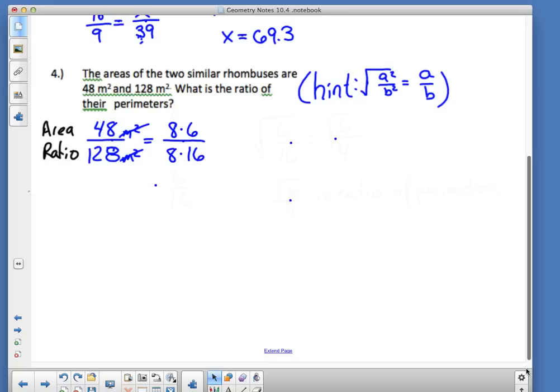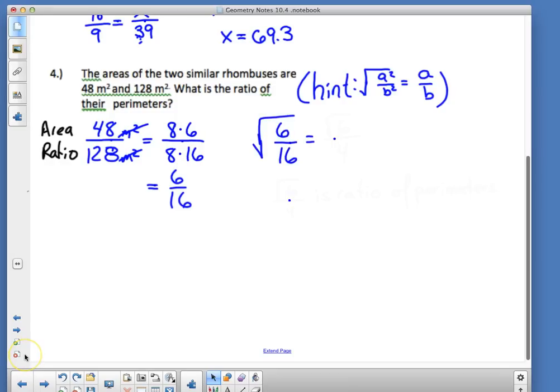Same steps. Reduce. 48 divided by 8 is 6, and 128 divided by 8 is 16, so I got 6 to 16. Now, keep in mind, this is still an area ratio. It just happens to be a reduced area ratio. To get it to perimeter ratio, take the square root of the top and bottom. Square root of 6, square root of 16. And I'm done. That's it.